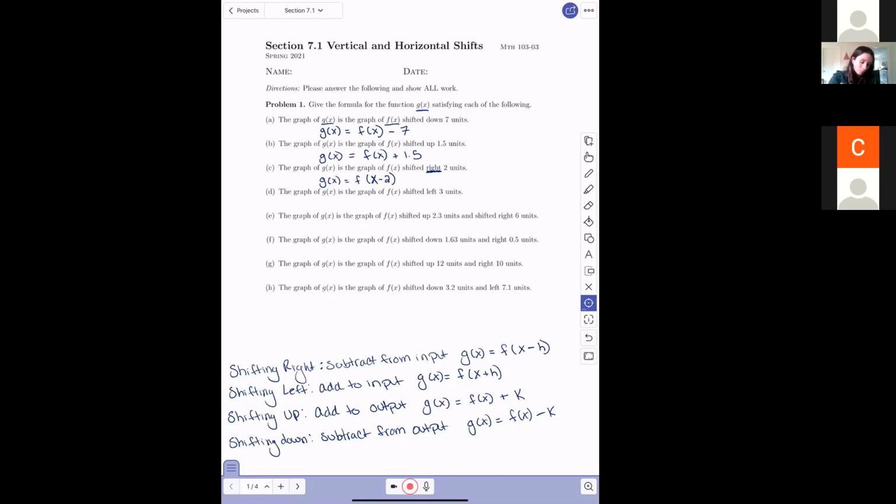All right, problem D. The graph of g of x is the graph of f of x shifted left 3 units. So we have that g of x equals f of x. It's being shifted left 3 units, so it's f of x plus 3, close parentheses. So x plus 3 is the input value that we're using. Any questions there?